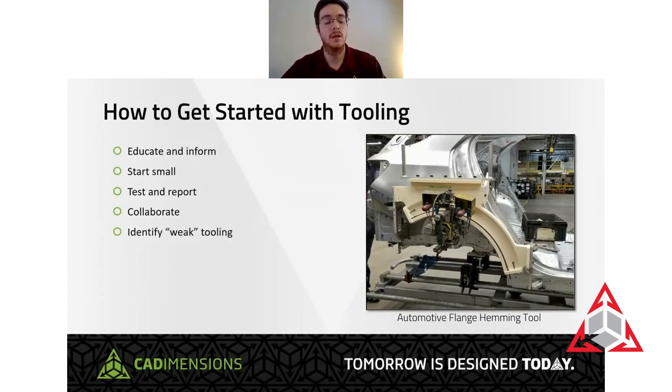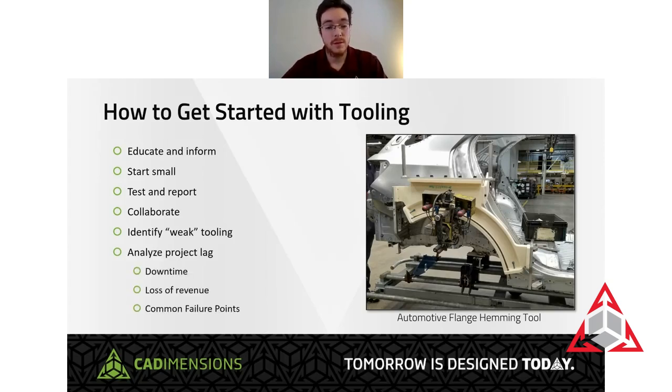Identify weak tooling. What I mean by weak tooling is everything down here: the tooling that is causing delays in production, or supplier issues with the tooling, or they just don't make it anymore. I try to identify which tooling or which projects were affected by the tooling. So analyze the project lag. When was there downtime? Why was there downtime? Was it because of a tool? Was it because you were waiting for a tool? And what does that equate to in loss of revenue?